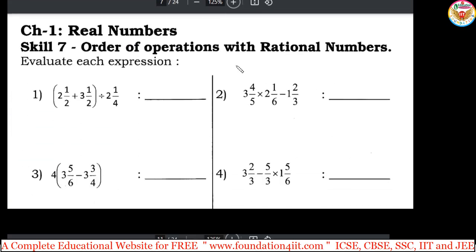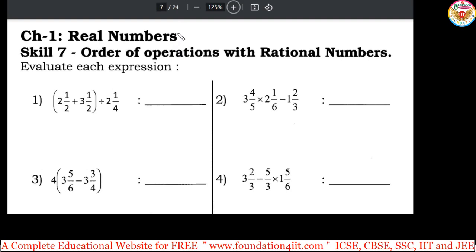Next we have the order of operations, one by one. Same as how we did in the integers, the same pattern and same rule you apply for the fractions. BODMAS rule: first we should do the calculation in the bracket, next followed by division, multiplication, addition, subtraction.